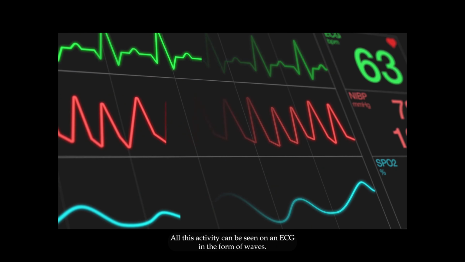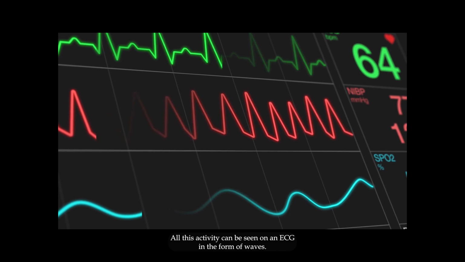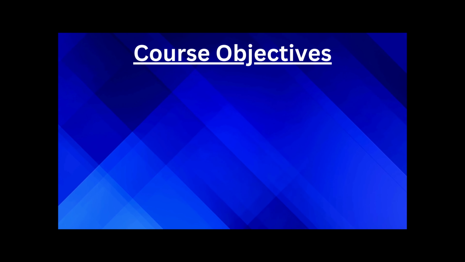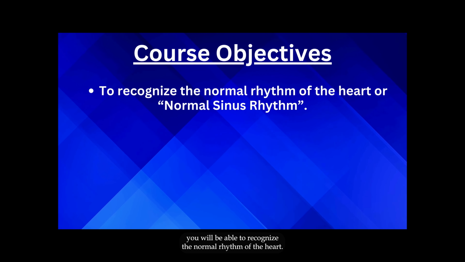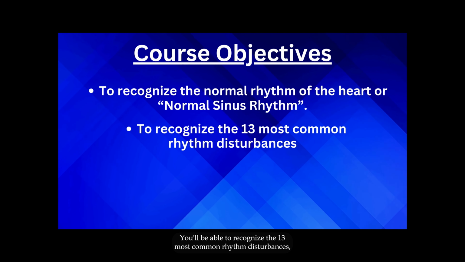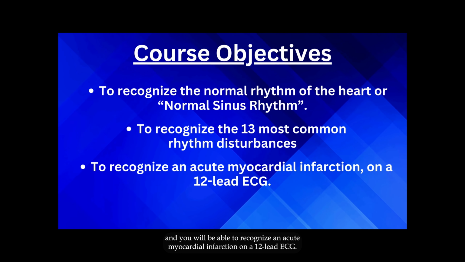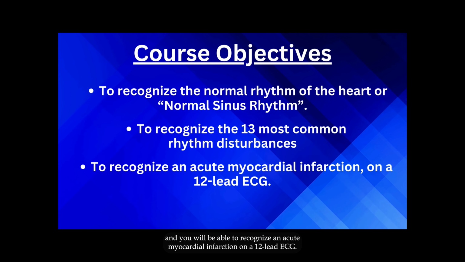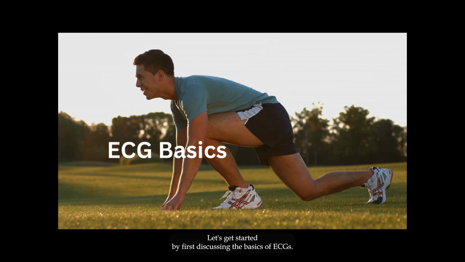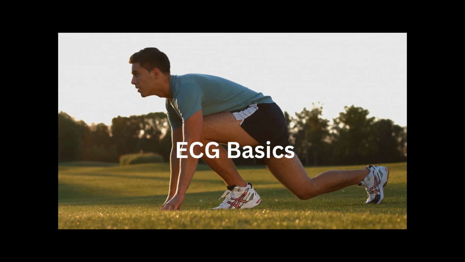All this activity can be seen on an ECG in the form of waves. Once you attain expertise in interpreting these waveforms, you will be able to recognize the normal rhythm of the heart. You'll be able to recognize the 13 most common rhythm disturbances. And you will be able to recognize an acute myocardial infarction on a 12-lead ECG. Let's get started by first discussing the basics of ECGs.